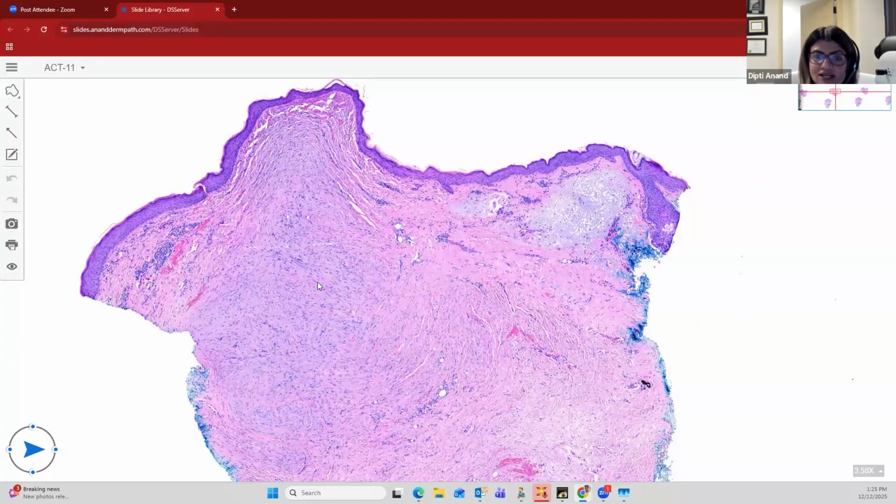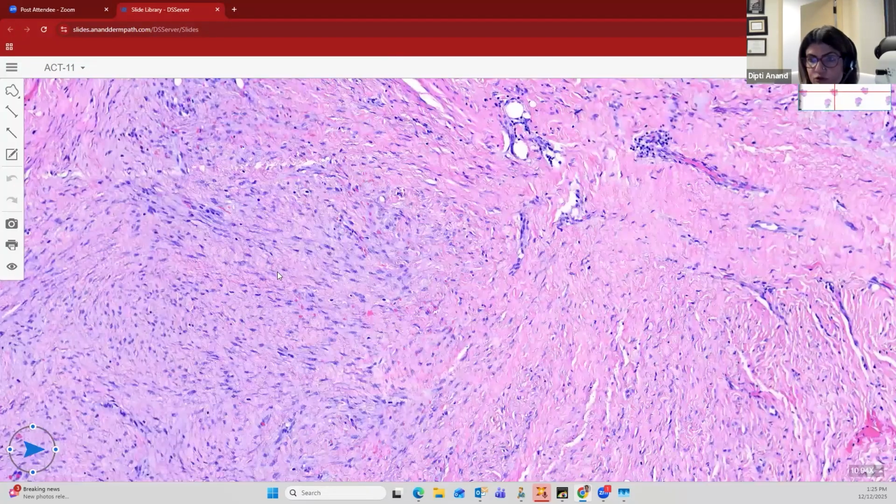But this is more like an organized lesion. It produces much disruption of the epidermis, much more random fibroblastic proliferation, thickening, and effacement of the epidermis overlying it, the rete ridge pattern of the epidermis overlying it. So this is hypertrophic scar.